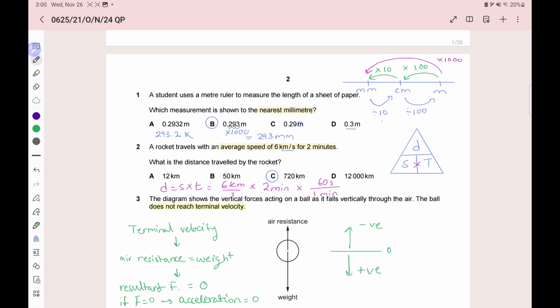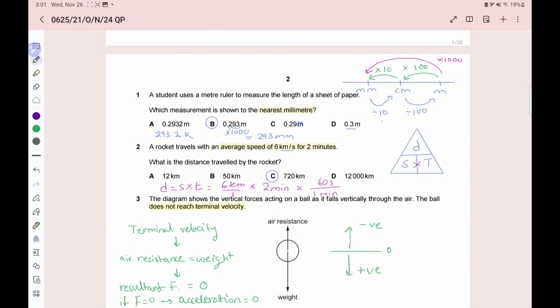So for the second question, a rocket travels with an average speed of 6 kilometers per second for 2 minutes. What is the distance traveled by the rocket? We're going to use our very trusty triangle. If you ever forget what the triangle is like, just think of the units. Those are really great to help. So you have your speed, which is kilometers over seconds. So you have distance, which is your kilometer. It's going to be on top. Seconds is your time. So at the bottom, that's how you can remember the triangle.